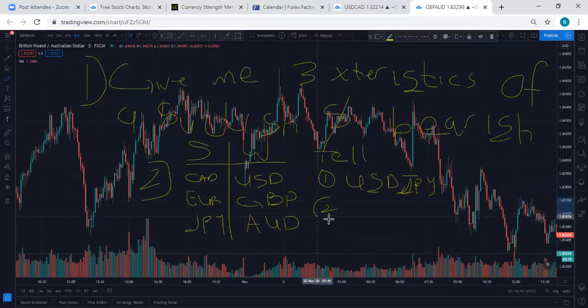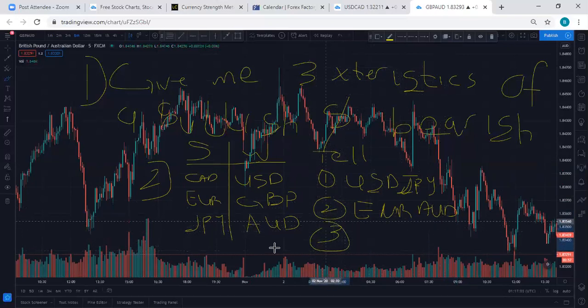Number 2, Euro AUD. Number 3. Let me check if my record is here. Yes, my record is here. Euro AUD. Number 3, AUD CAD. This is how they are combined. So from even what I'm doing, you can begin to just take notes of these ones and write it. Number 4.